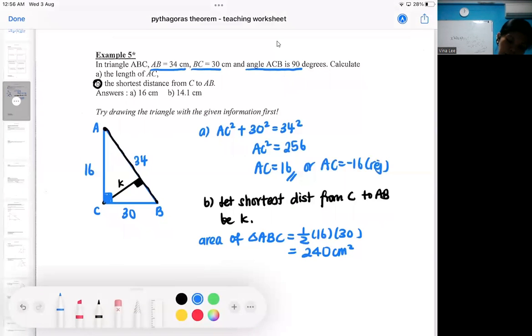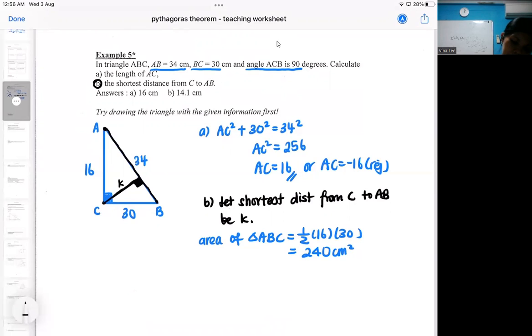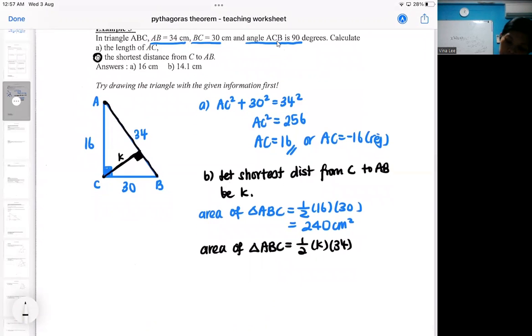But instead of using the blue 90 degree, I can also make use of the black 90 degree. I'm still looking at the same triangle. So if I'm using the black 90 degree, the base will be 34. The height will be K. In this case, you do a bit of algebra, and you get 17K.